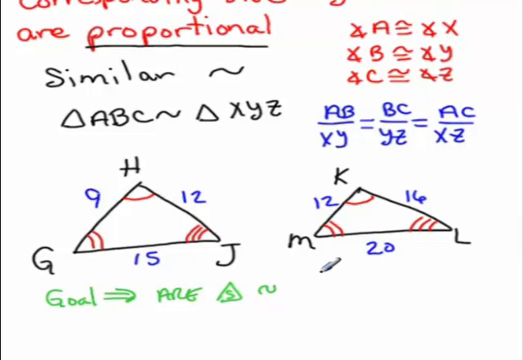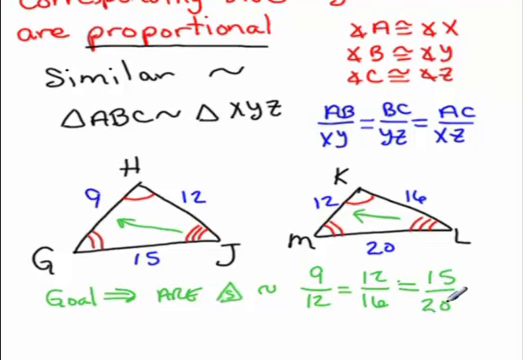I know that side HG equals 9, and it corresponds to side KM. I know that because both sides are opposite the same angle. And side 12 here corresponds to 16. And this side 15 corresponds to 20.